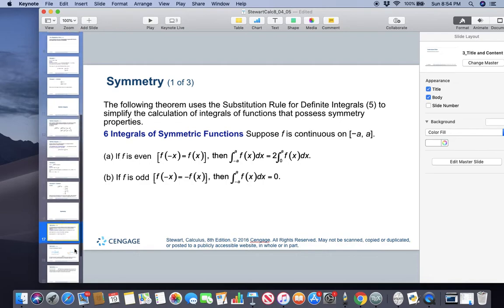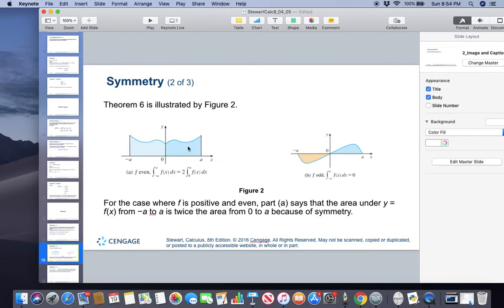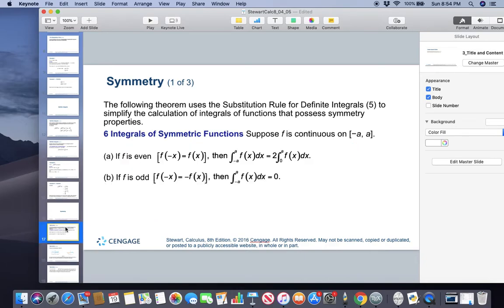Look at an example. Here is an even function. Even means the picture on the right is a reflection of the picture on the left. So if I'm looking for the area under the entire curve, negative a to a, then it's obviously going to be 2 times just the positive half, 0 to a. All right, so that's the idea for an even function.